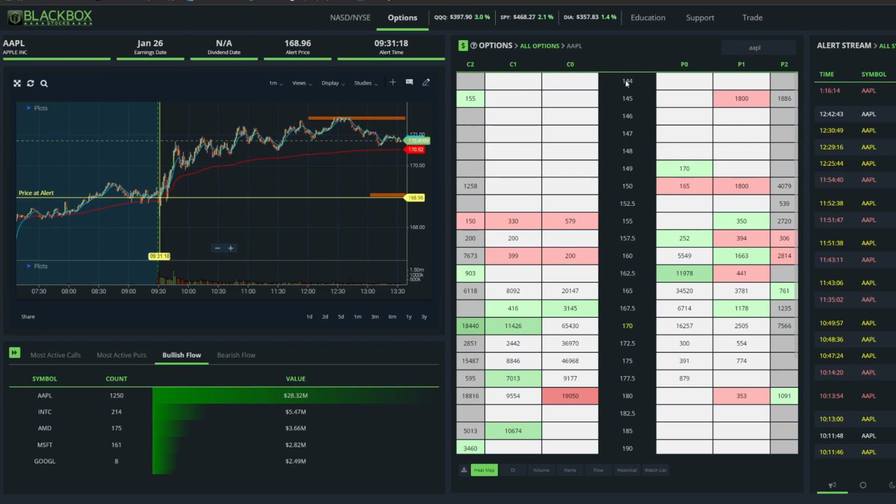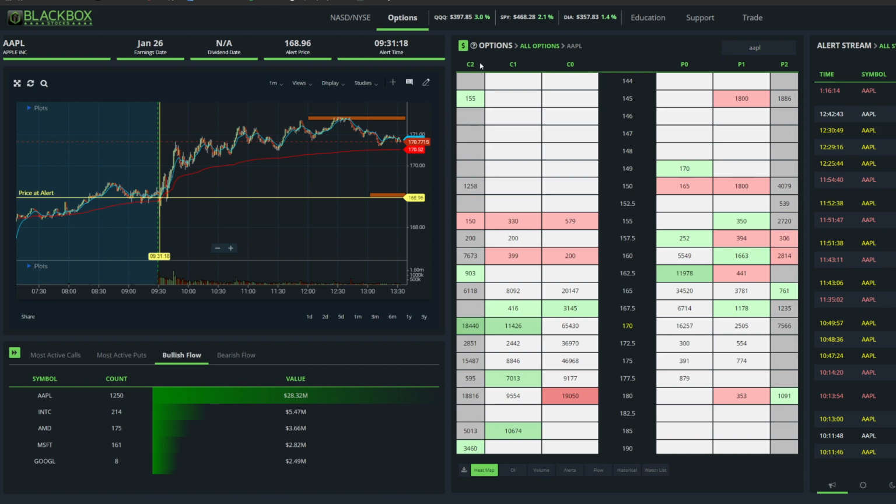You can see here, these are going to be all of your strikes. Everything to the left is going to be calls. Everything to the right is going to be puts. The highlighted strike at 170 is the strike that is the closest to the current price right now. So you can see that we have Apple trading at $170.77, so the closest strike price is 170.